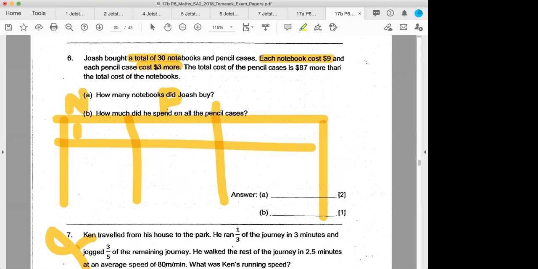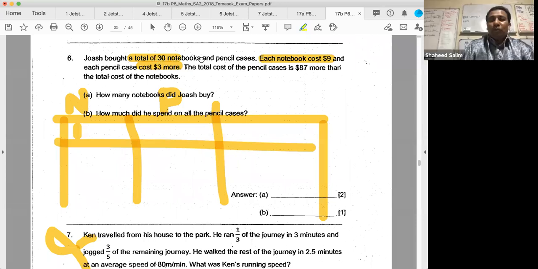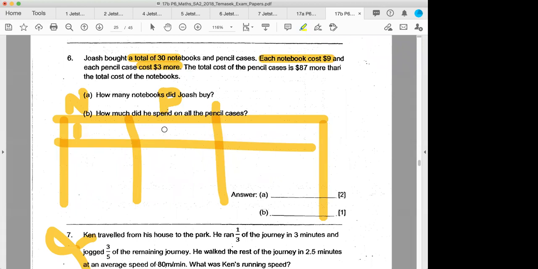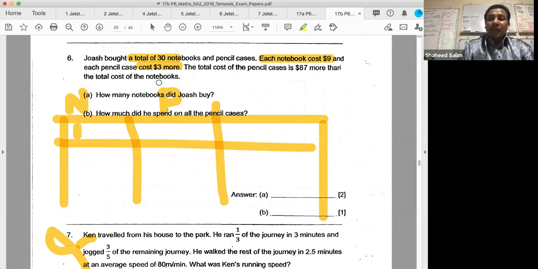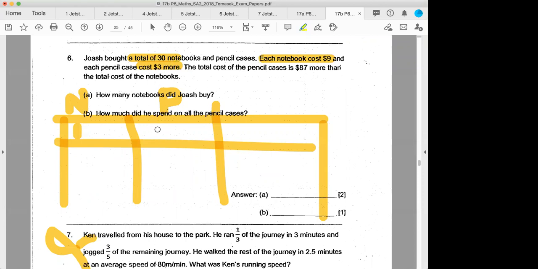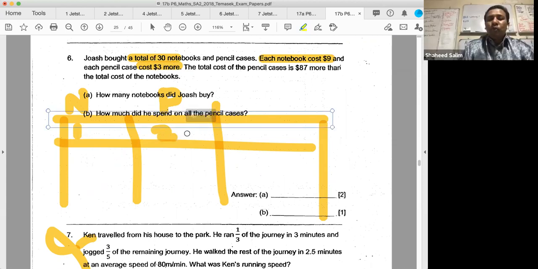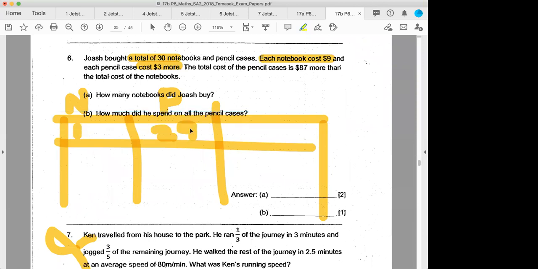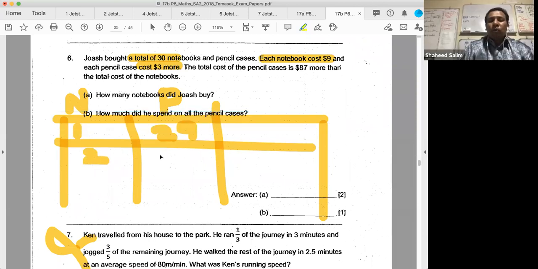You see the total of 30 notebooks and pencil cases, you must read. Total of 30. If there's one notebook, how many pencil cases must there be? 3. Why 3? There must be a total of 30, oh, total 29. So what you do now, you do this times chart, the amount. But before you times the amount, you can do 1, 29, 2, 28.